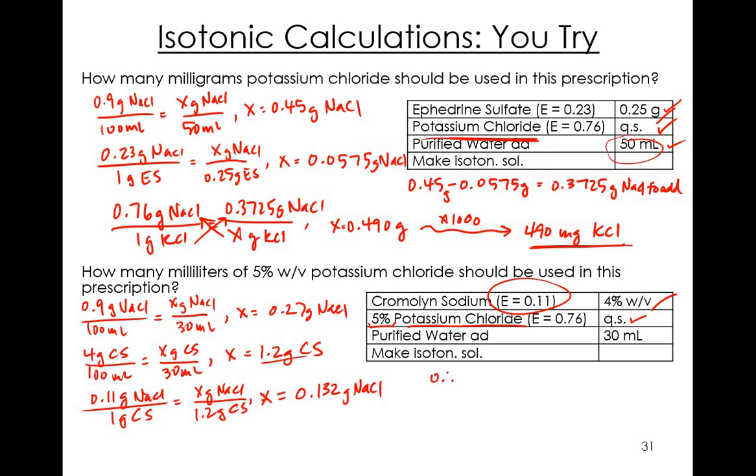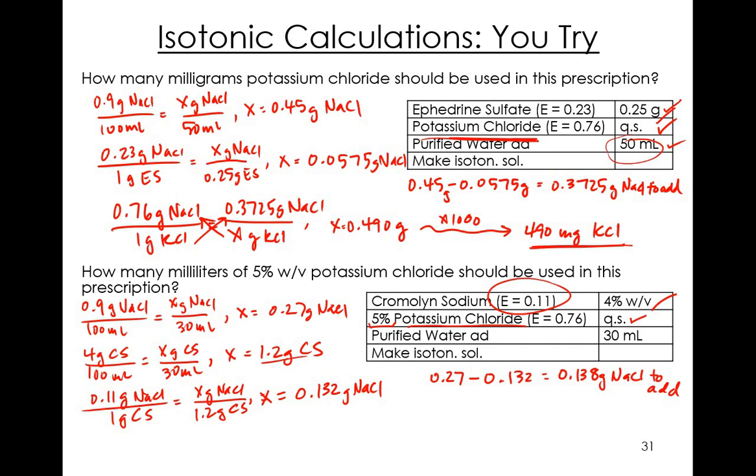So the actual amount of sodium chloride we would need to add with the cromolyn sodium in there is the 0.27 minus the contribution of cromolyn sodium, which gives 0.138 grams NaCl to add.